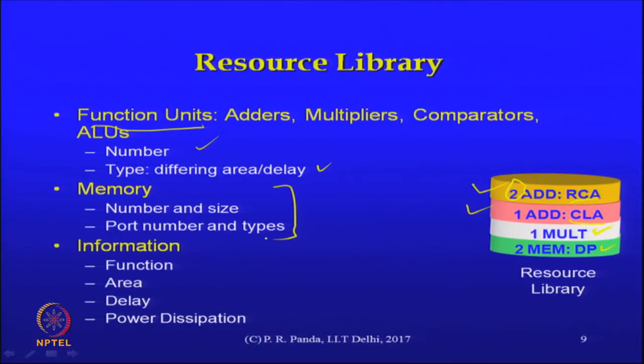Beyond that, there would be other typical information that I would store along with my library elements. That would be, first of all, what function is it implementing. So, if it is an adder or a multiplication or some ALU and so on, that has to be encoded in a way that the tool is able to understand and make the association between operations in the HDL and the appropriate components in the library. Area of the component, delay of the component, power dissipation and so on, these are typical properties of those components that would be there as part of the library.